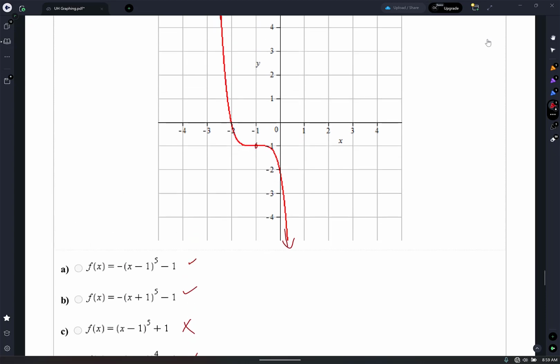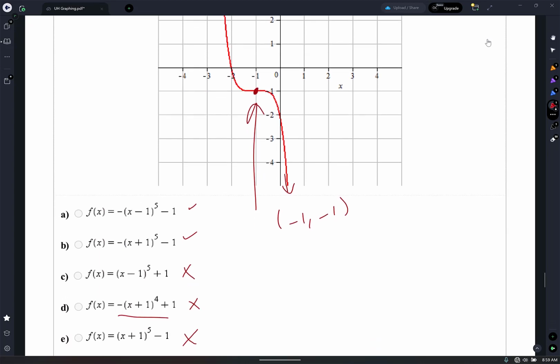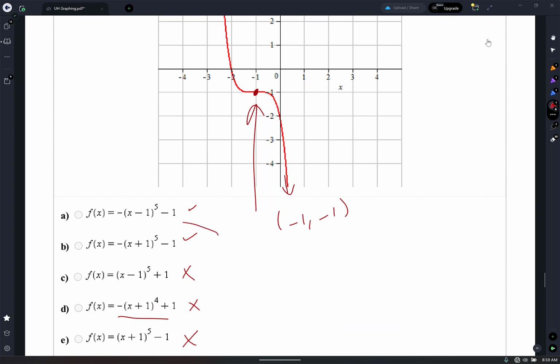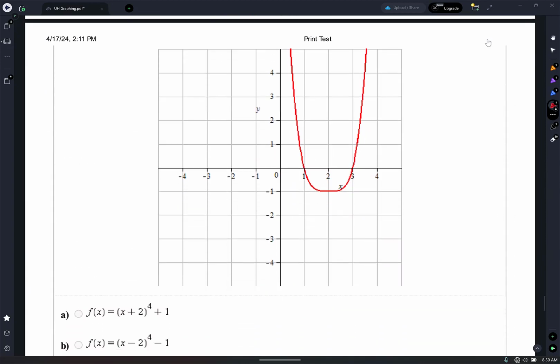Next. This is my center. And they're making it nice and easy for me. So that center is at negative 1, negative 1. So I want to see x plus 1. So it is letter B as a factor. Or as one, my horizontal shift, x minus 1. Does that make sense? Favela, you okay? Okay. All right. Last one.